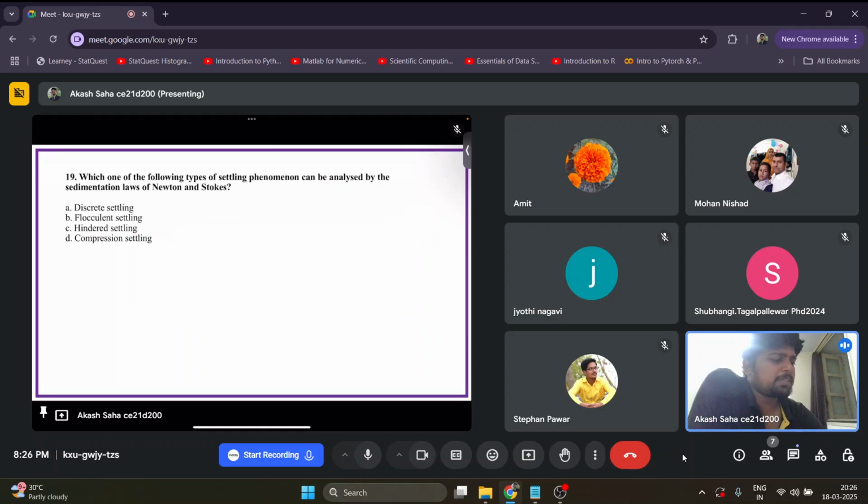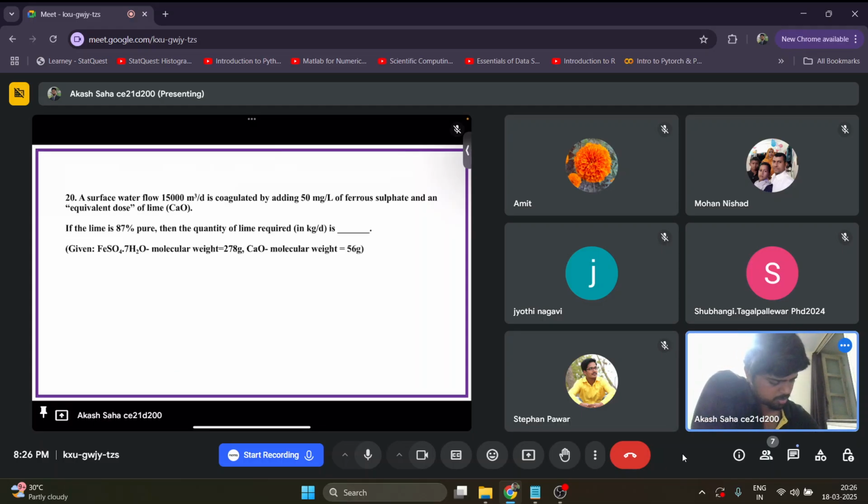Which of the following types of settling phenomenon can be analyzed by sedimentation laws of Newton and Stokes? Very direct, very simple. We have discussed it so many times. What is the answer? Discrete. So definitely Newton's and Stokes law are only applicable for discrete particle settling. So very simple.